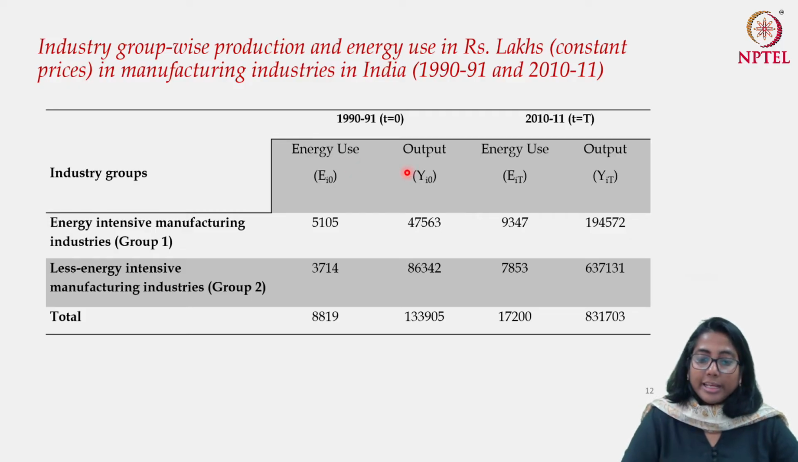In order to understand the structure of the manufacturing sector, you simply have to divide the output of group 1 by total output. That gives you the structure of the economy. If you want to understand the energy intensity, for group 1, you simply have to divide 5105 by 47563. So if you are given information on energy use and output, you can derive the structure of the manufacturing sector, and you can also derive the energy intensity of manufacturing sectors. So how do we do that?